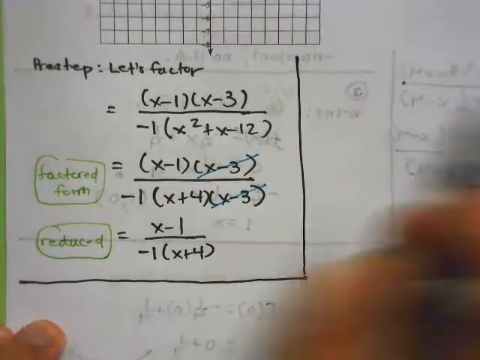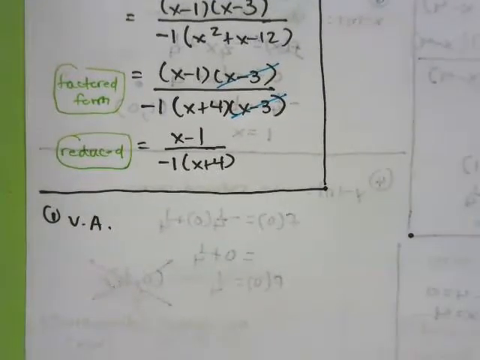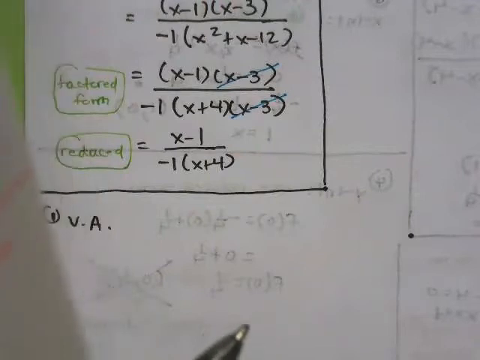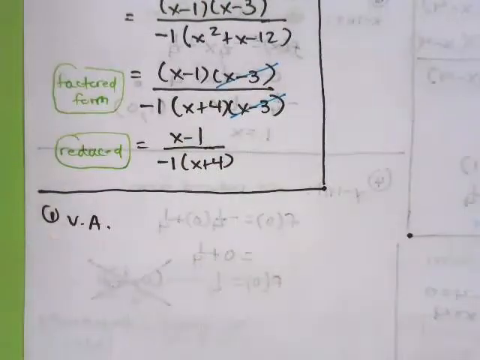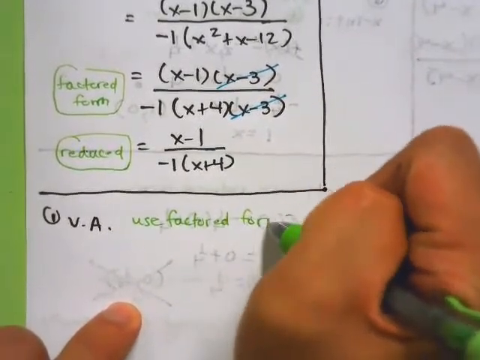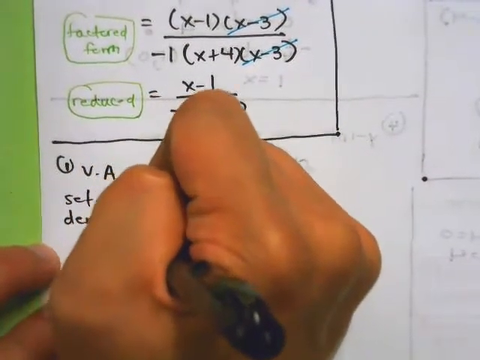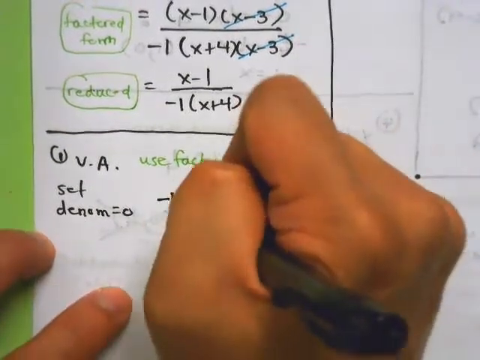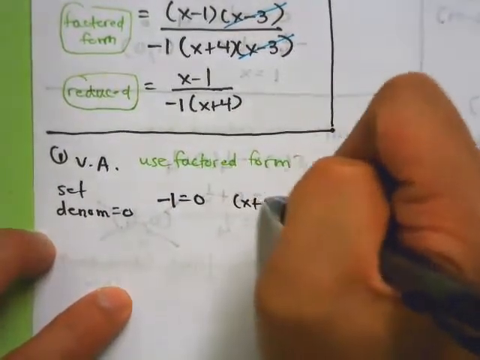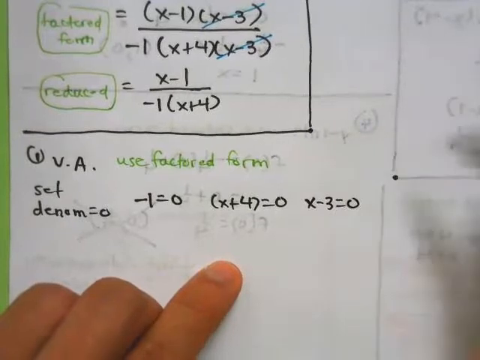Let's start off with part 1, our vertical asymptote. And as you can see, I'm just going a little bit faster because we've already written the notes down from the previous video. Okay, we're going to set the denominators equal to 0, and we're going to use our factored form. Set the denominators equal to 0. So let's take a look at our factored form. -1 is equal to 0. X plus 4 is equal to 0. And also x minus 3 is equal to 0.